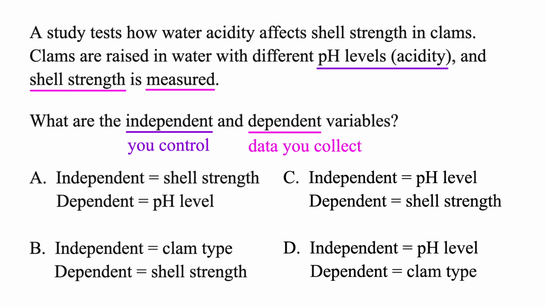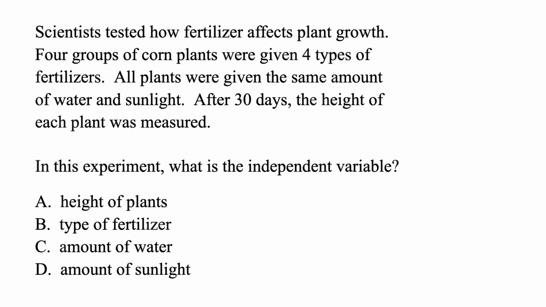So let's go ahead and summarize these. The experimenters changed the pH level and found out whether it affects the shell strength of the clams. So that was the thing they changed. That's the data that they're interested in. So both of those are the correct variables here. Alrighty, and one last one. Once again, we're finding the independent variable. Feel free to pause and try this one on your own.